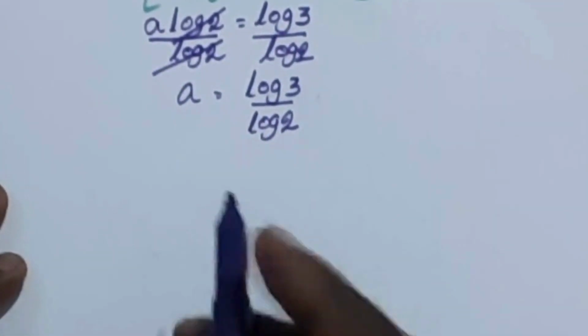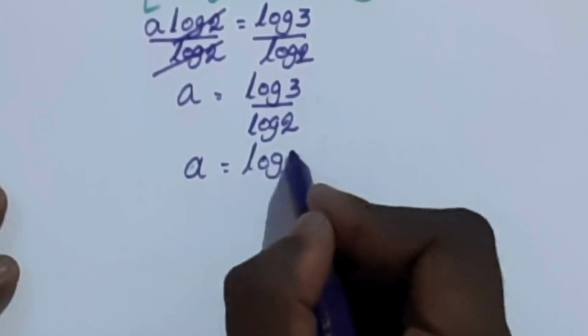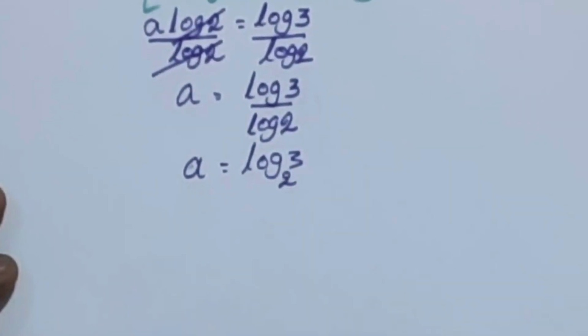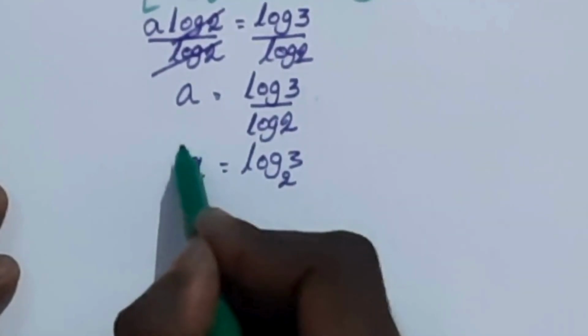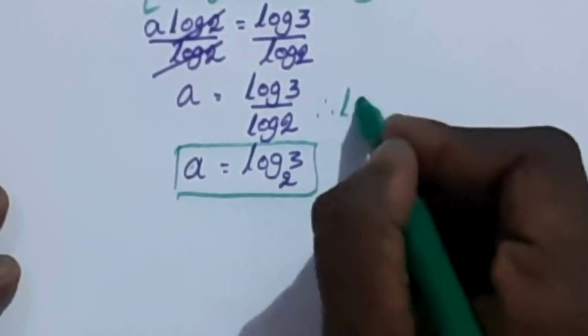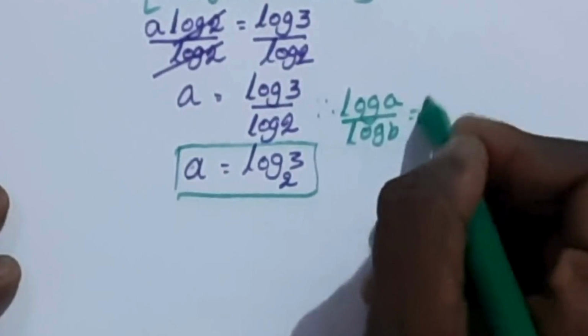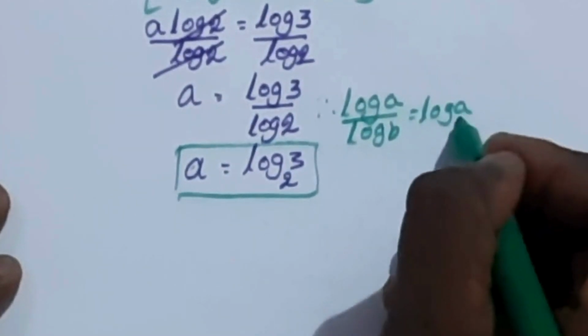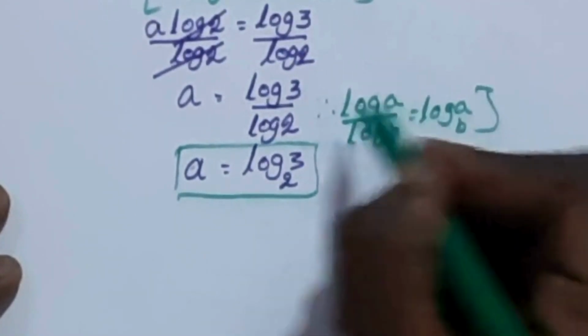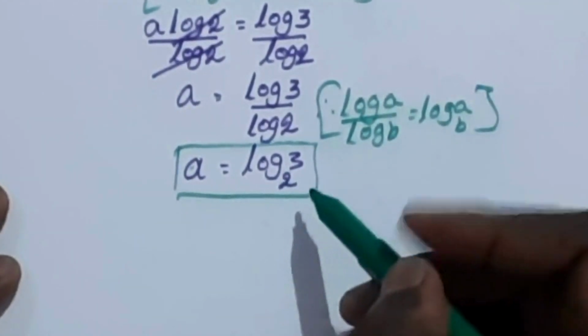Now a = log base 2 of 3. This is the a here. Here we applied that log formula, log a / log b = log a base b. This formula we have applied here. This is the final solution for the given problem.